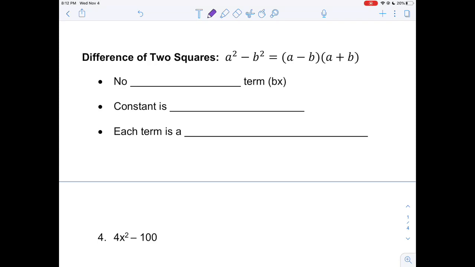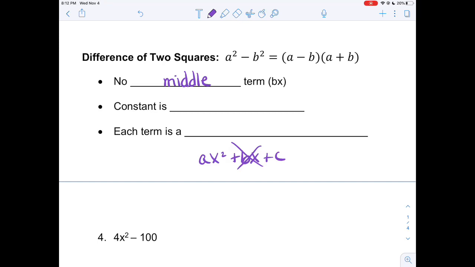All right, the next topic that we're going to talk about is called a difference of two squares. This is a special type of factoring when we have a particular set of items that is true. The first thing is that we have no middle term in our standard form of our quadratic. So in other words, in ax squared plus bx plus c, there is no bx term. It's only something times an x squared and then plus a constant.